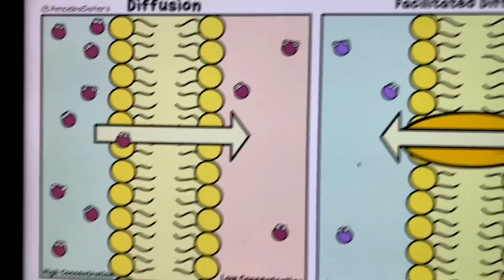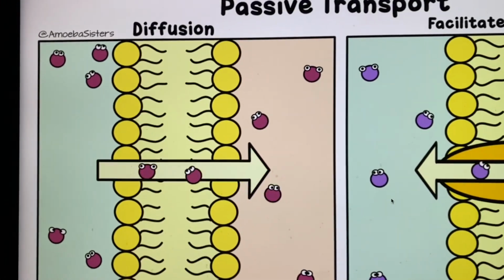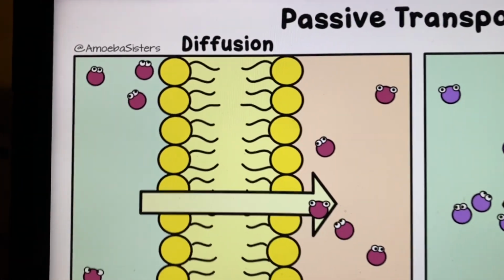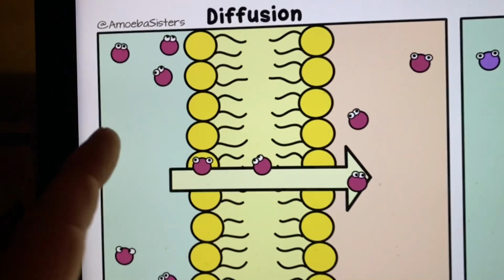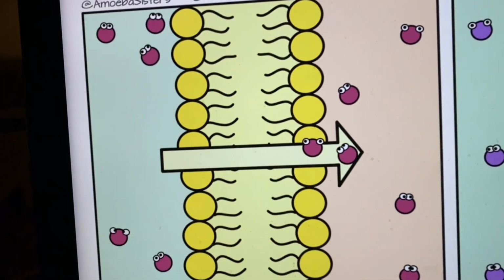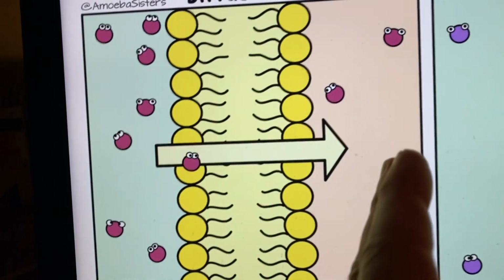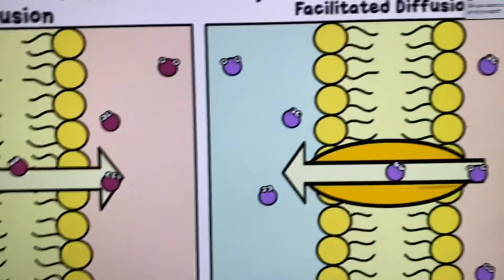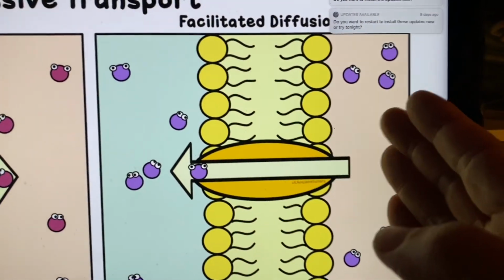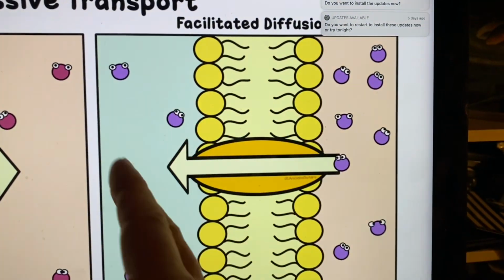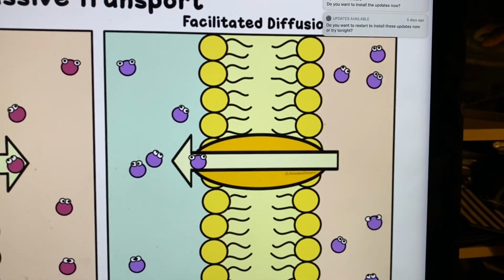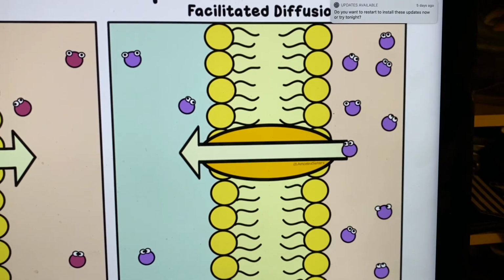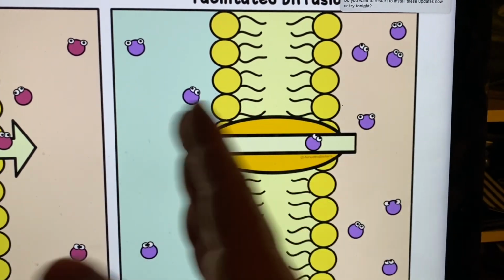All right, so you need to know the 3. Well, really there's 4, but 3 of them are very similar. Diffusion is just the movement of particles like oxygen and carbon dioxide from high concentration to low concentration. Facilitated diffusion is the movement of polar molecules from high concentration to low concentration, but they have to go through a channel. The movement of water is facilitated diffusion. That's called osmosis.